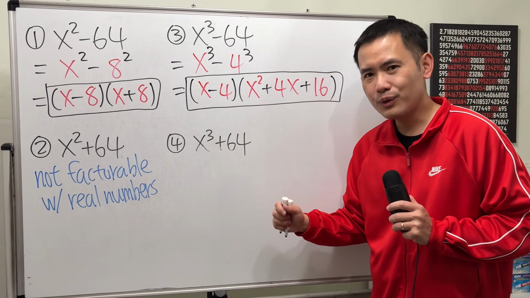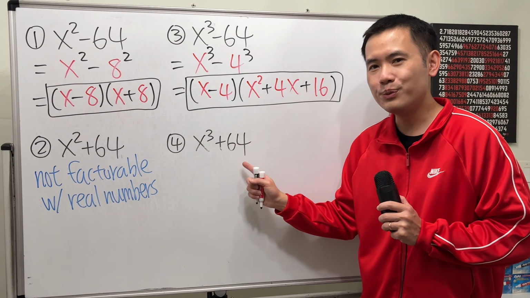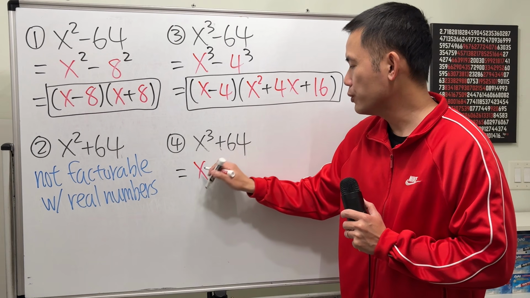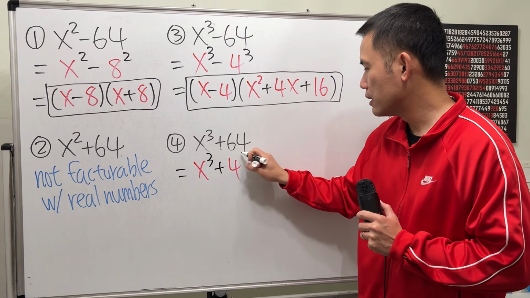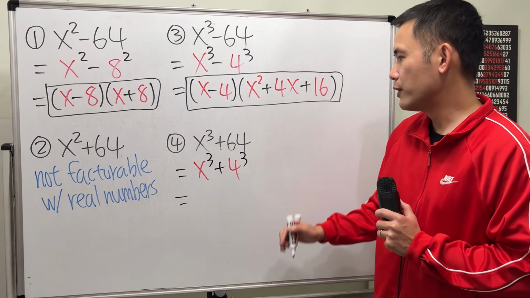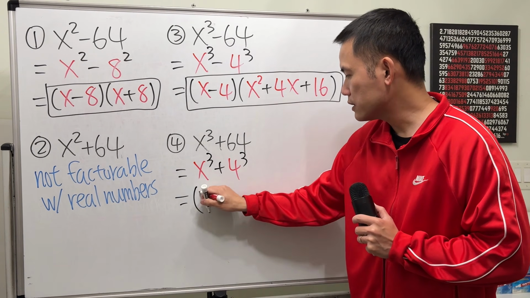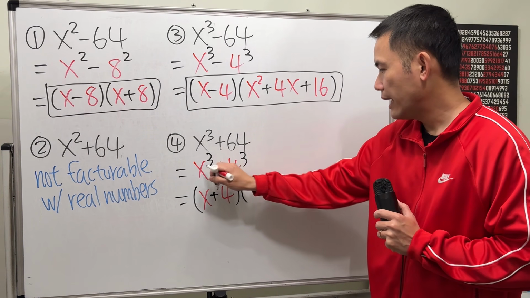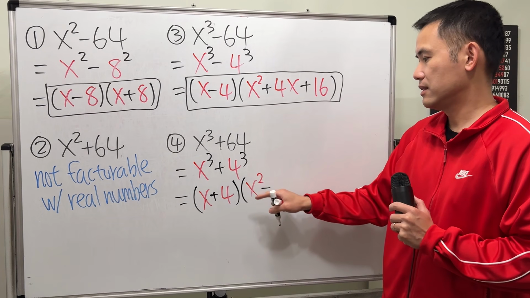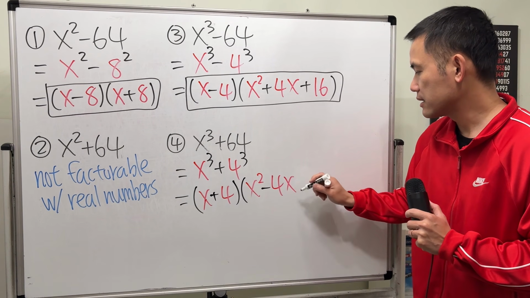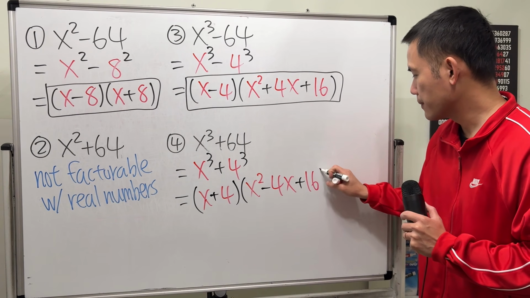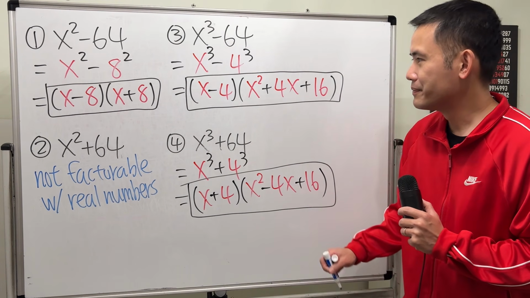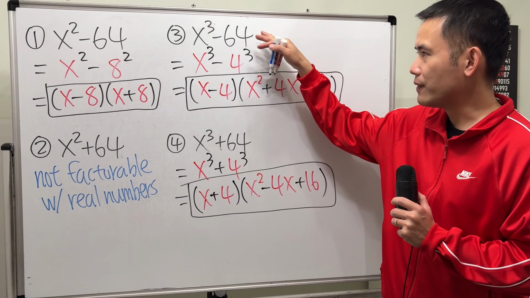Now for number 4, notice that we have a sum, but when we have two cubes, this is actually factorable with the reals. Again, you will have x cubed plus 4 cubed. They are going to be very similar. You will get x plus 4 first, and then you will have x squared minus 4 times x, which is 4x, lastly plus 4 squared, which is 16. So that's that.